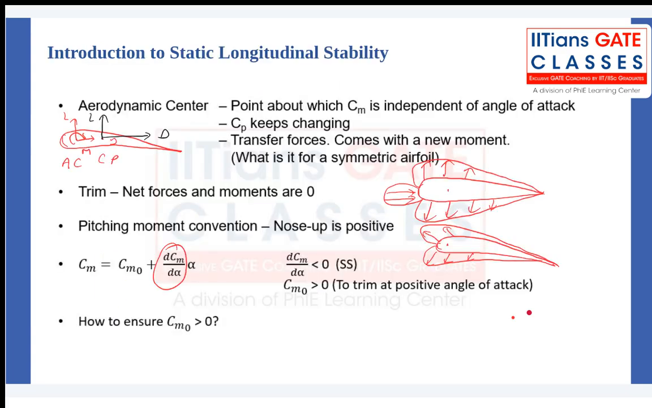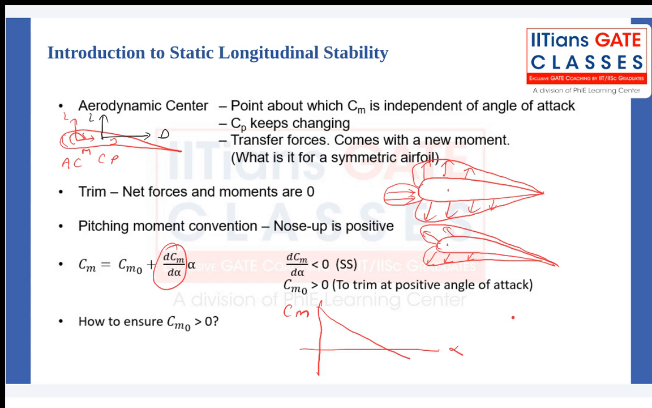All right. So the only condition for static longitudinal stability is that your dCM upon d alpha is negative. The graph will look something like this, where this is CM and this is alpha. This is the graph pattern for a statically longitudinally stable aircraft. dCM upon d alpha should be less than zero.